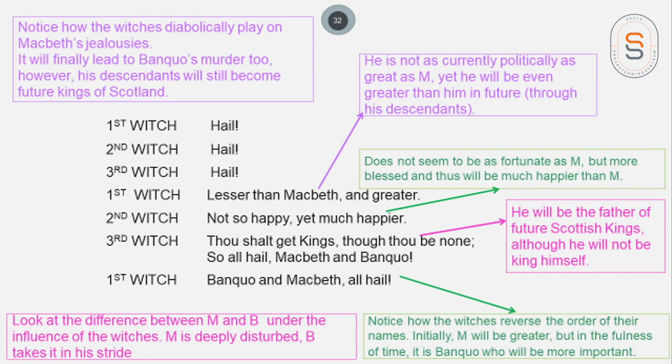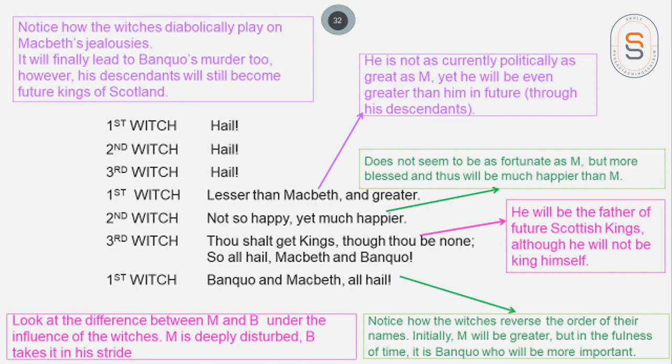And then they end with, "So all hail Macbeth and Banquo. Banquo and Macbeth, all hail." So notice how the witches reverse the order of their names. Initially they say, "All hail Macbeth and Banquo," so Macbeth will be greater. But in the fullness of time, now they say, "Banquo and Macbeth, all hail." It is Banquo who will become more important. Right, please take note of the difference between Macbeth and Banquo under the influence of the witches.